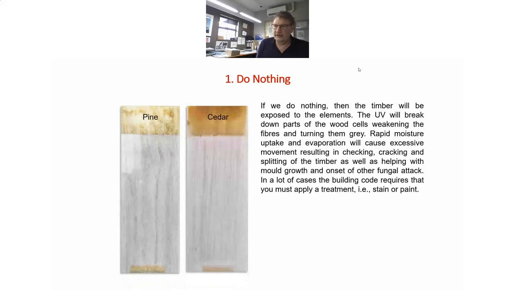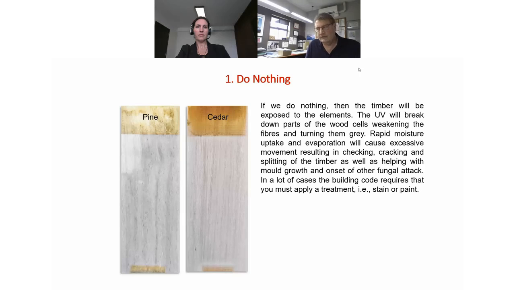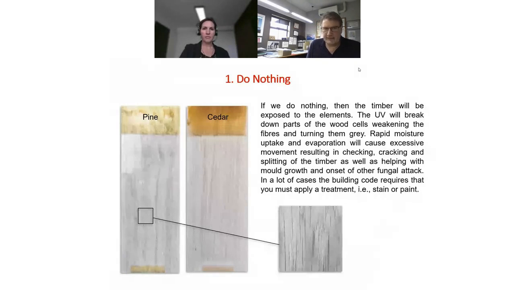Here's 2 bits of timber that I stuck outside and just left to nothing. So there's a couple of things that are really important here. Ultraviolet light breaks down the lignin part of the cell structure of the timber and breaks it open, which then starts allowing the timber to open up more. Moisture gets in more easily. The more moisture goes in, you get a bit more expansion and contraction, which leads to cracking and splitting and all of that sort of stuff.